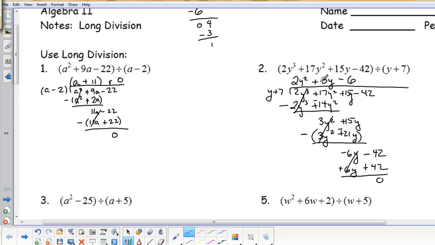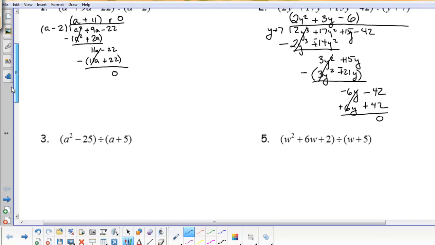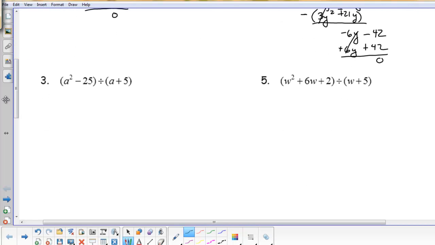2y squared plus 3y minus 6 is your solution to this polynomial division. Alright, number 3 introduces our first out of place step, or out of place degree, where we actually have to add in our 0. So a squared plus 0a minus 25. And now we're going to determine what our first number is going to be.